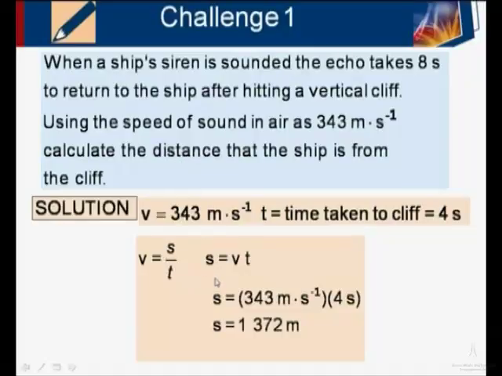We then use the equation that velocity or speed equals distance over time, and the question asks for distance, and therefore we make distance the subject of the formula: distance equals speed times time. The speed is substituted in, 343 meters per second, and we times by 4 seconds, and we solve for the distance, and therefore the distance from the ship to the cliff is 1,372 meters. It's important to practice as many examples like this as possible.